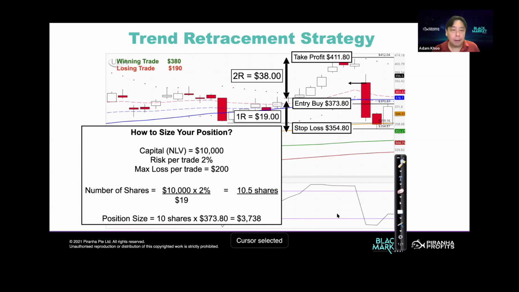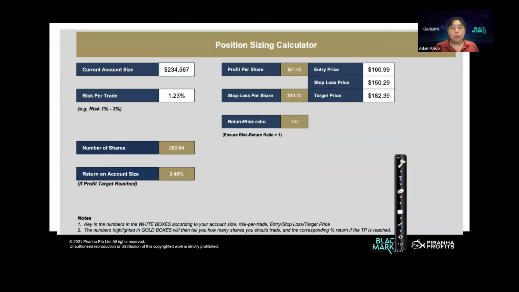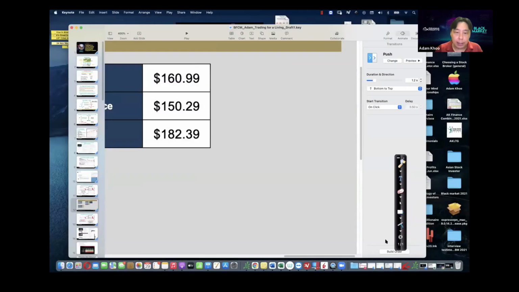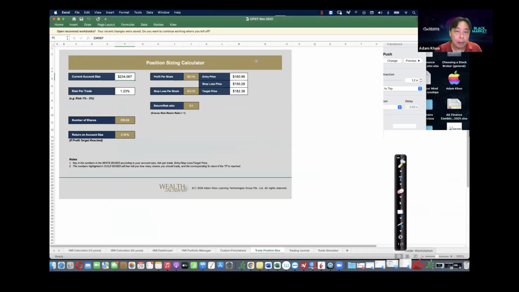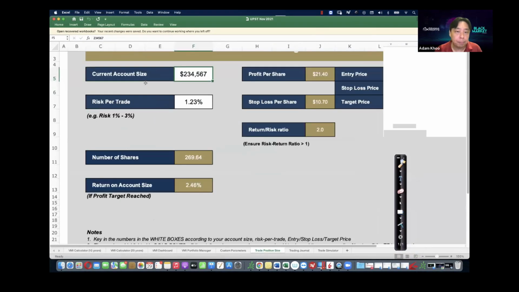Okay, so next, you don't have to calculate all this yourself. When you take the stock trading course, you'll be given all the software that we use. And one of the software is called the position sizing calculator that calculates everything for you. So let me show you how this works. So this is the calculator. Let me open it up. Okay, there we are. This is the calculator here.